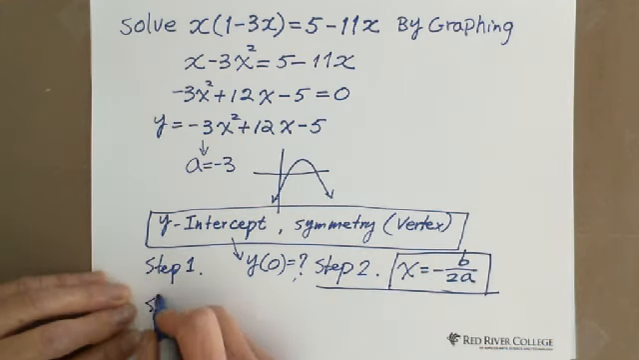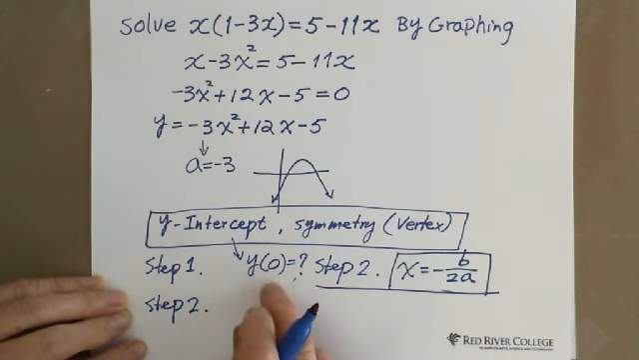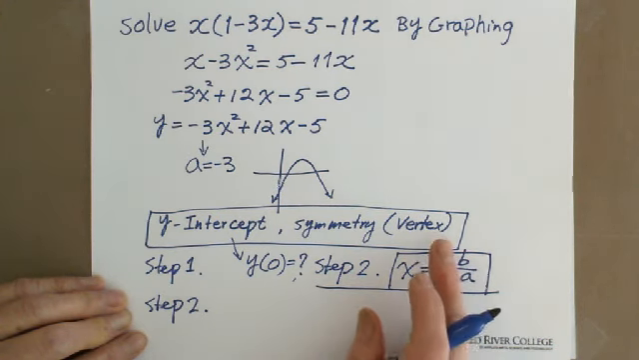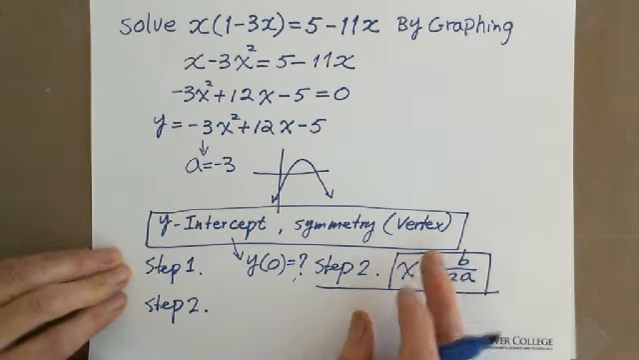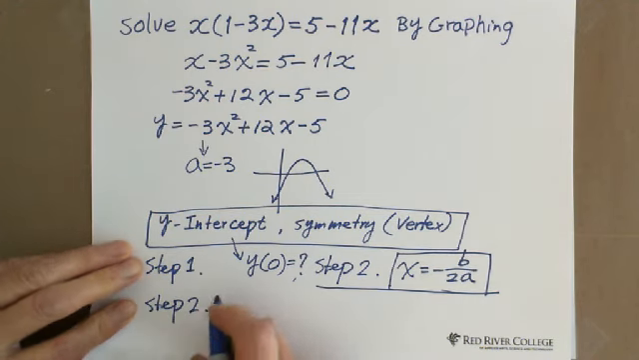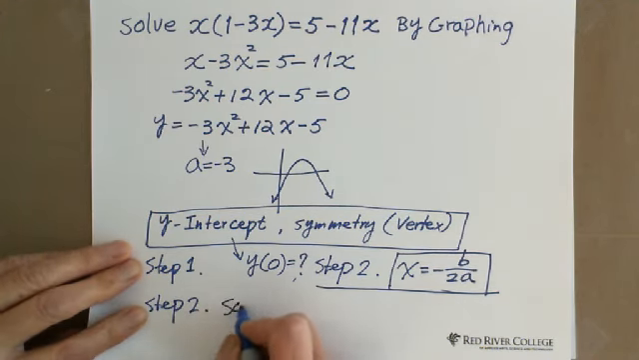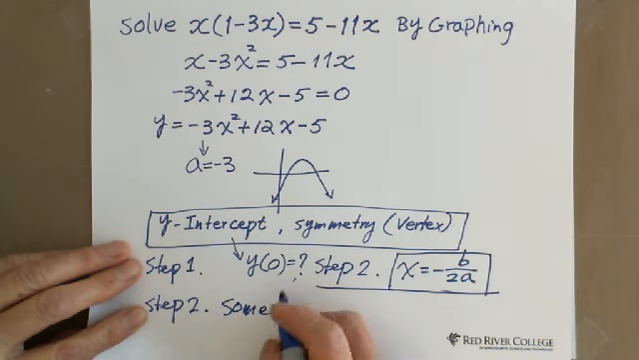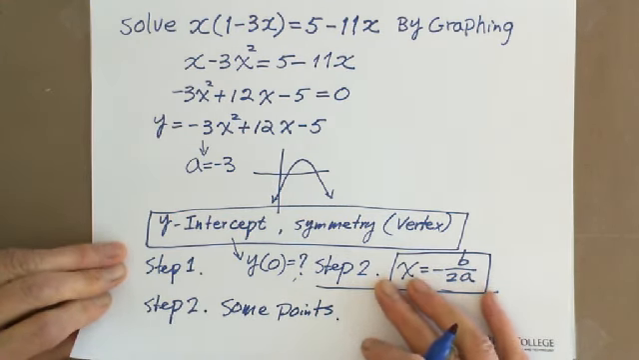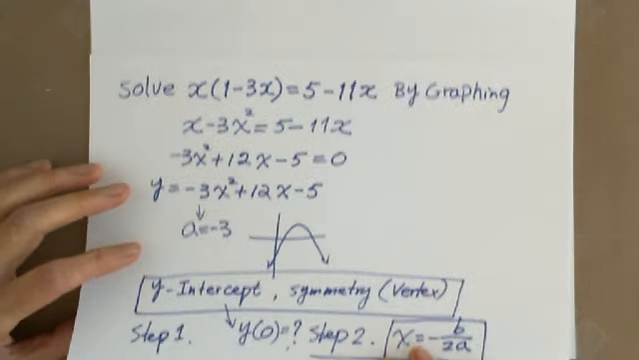And step 3, after finding the y-intercept and the symmetry, which also gives the vertex, the y value, we still need to find several points to make the graph. On the next page I will show you how to find some points, then we graph it. Okay, the next page I'll show you how to find the y-intercept.